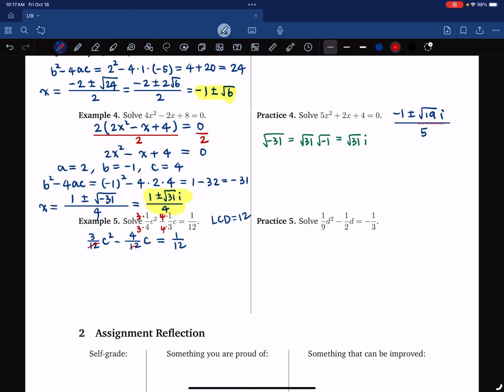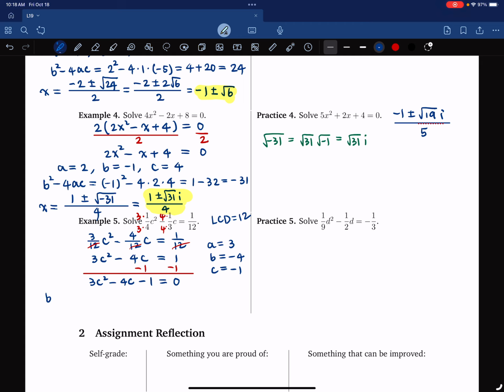And now I converted everything to something over 12. I can cross out the denominator 12. Let's write down the resulting equation. 3c squared minus 4c equals 1. And of course, we're going to move that 1 to the left-hand side. So we have the general form of a quadratic equation. 3c squared minus 4c minus 1 equals 0. And now we have my ABC. Let's write them down. My A is 3, my B is negative 4, and my C is negative 1.